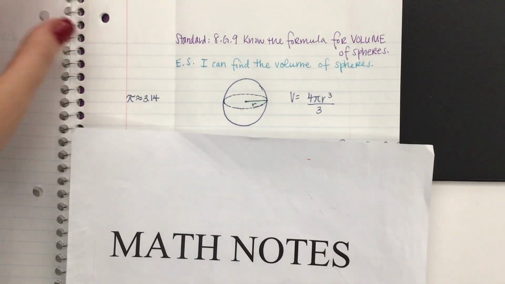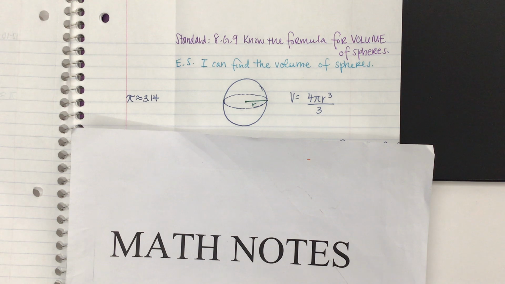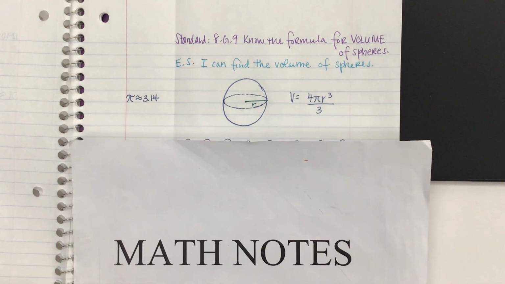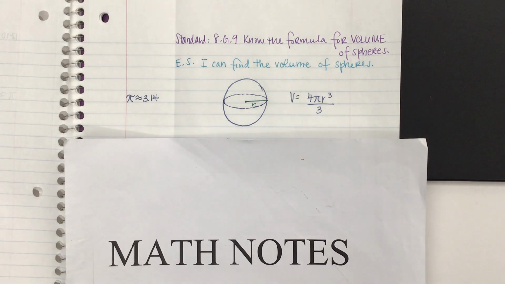Our standard is A.G.9. Know the formula for volume of spheres. And this is what a sphere looks like. It's obviously just a circle. So think of any ball, really, like a golf ball or a basketball or anything really. So that's a sphere. And again, pi is approximately equal to 3.14.